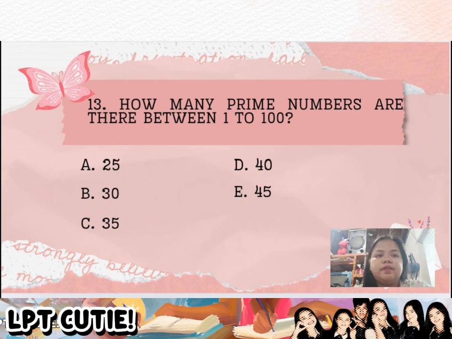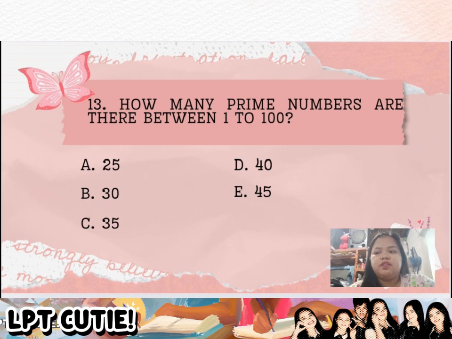Okay, so number 13. How many prime numbers are there between 1 to 100? Is it letter A, 25, B, 30, C, 35, letter D, 40, or letter E, 45? So what do you think? I already told you earlier that the prime numbers have only two divisors, which is 1 and themselves. So in 1 to 100 numbers, how many prime numbers are there? Okay, is it letter A, B, C, D, or E?